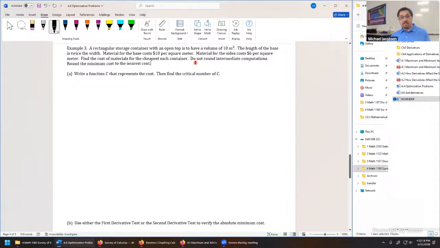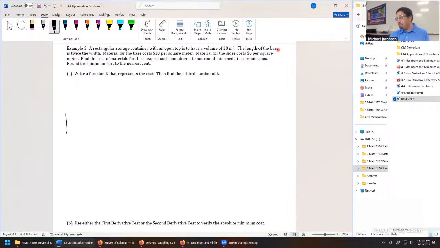First thing we should do then is draw something out. It's kind of hard to build a cost function like this unless we can pull together the geometry of the problem and analyze the figure we're really working with. So we have a rectangular storage container. The length is going to be twice the width. And so this is probably what I would draw to build this out.